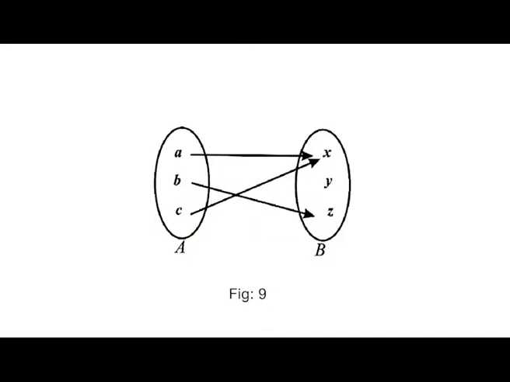For the function defined by the arrow diagram in figure 9, since f of a equals x, f of b equals z and f of c equals x, range of f equals the set of all f of a, f of b, f of c, equals the set x, z. Hence, for this function, range is a proper subset of the codomain set x, y, z. This illustrates that the range of a function may be a proper subset of the codomain.